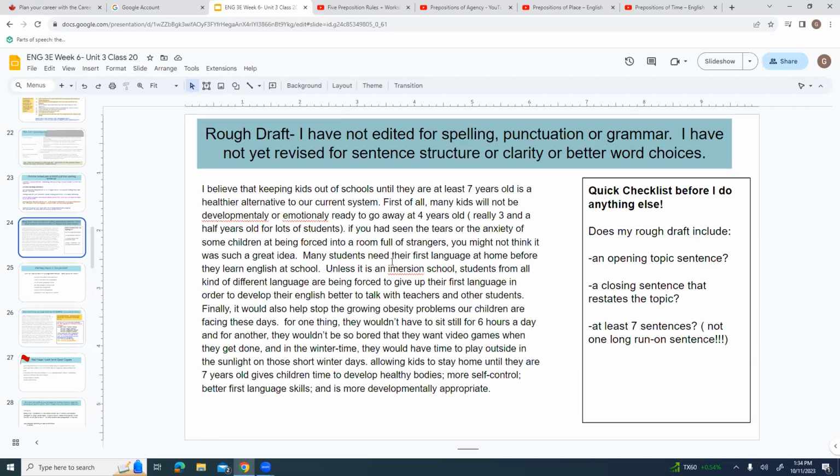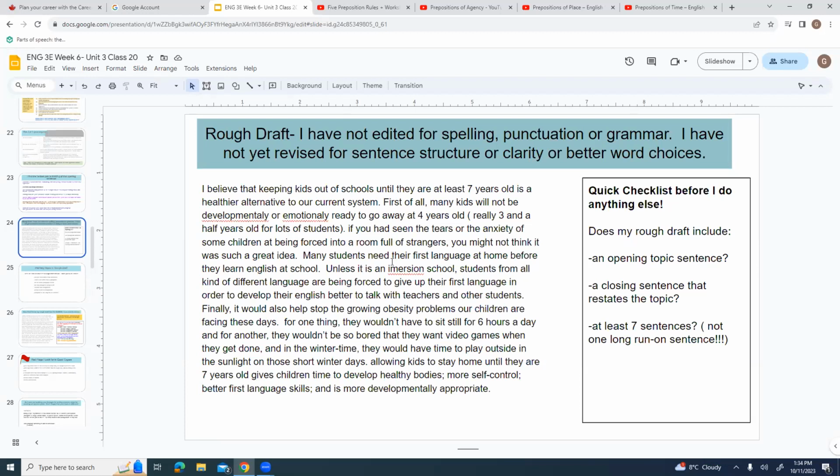So I believe that keeping kids out of schools until they are at least 7 years old is a healthier alternative to our current system. First of all, many kids will not be developmentally or emotionally ready to be away at 4 years old, really 3.5 years old for lots of students. If you had seen the tears or the anxiety of some children at being forced into a room full of strangers, you might not think it was such a great idea. Many students need their first language at home before they learn English at school. Unless it is an immersion school, students from all kinds of different language are being forced to give up their first language in order to develop their English better to talk with teachers and other students.